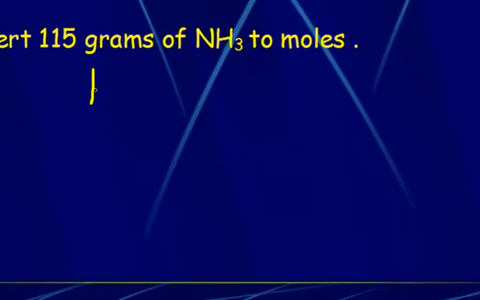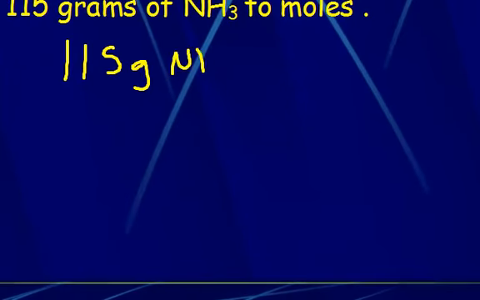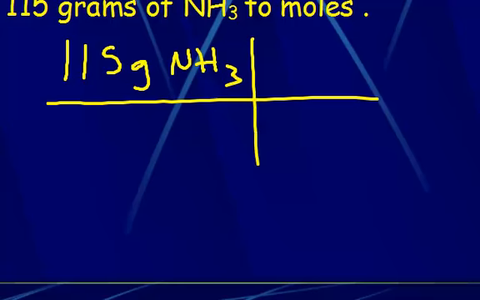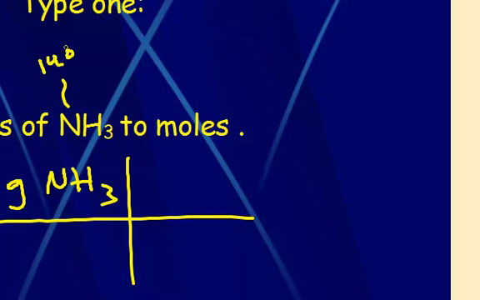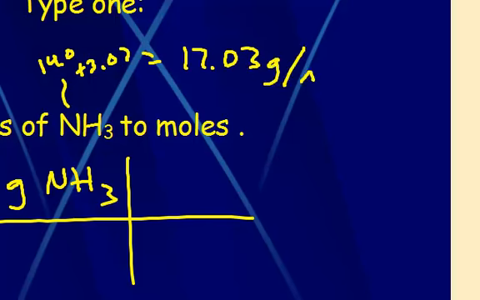The first one would be, in order to do these calculations, you must be able to convert from grams to moles. So to refresh your memory, grams to moles, we need molar mass. I have nitrogen. I have 3 hydrogens. I add those two together, and I get 17.03 grams per mole. And I know that you know how to do that.